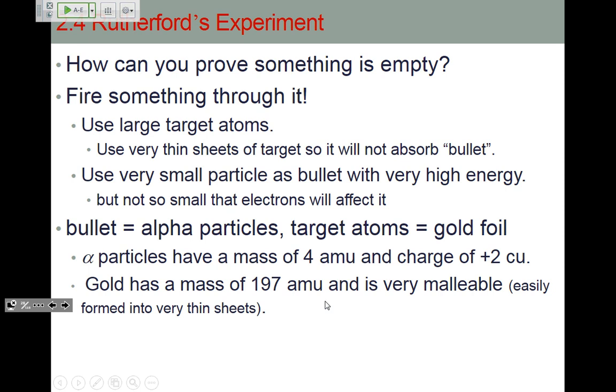We know gold has a mass of 197 atomic mass units. We'll be talking about that later in the chapter. And it's very malleable, which means it's easy to form into thin sheets. It's easy to mold, which is why we have gold in so many things like jewelry. It's fairly soft, so it's easy to make it look the way we want. So it was easy to make thin sheets with it.